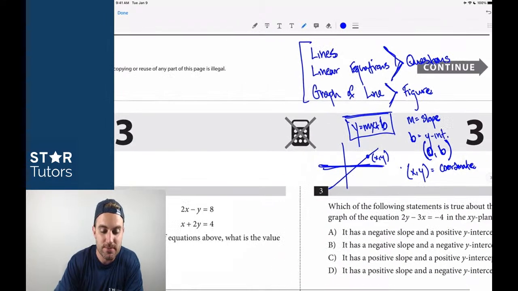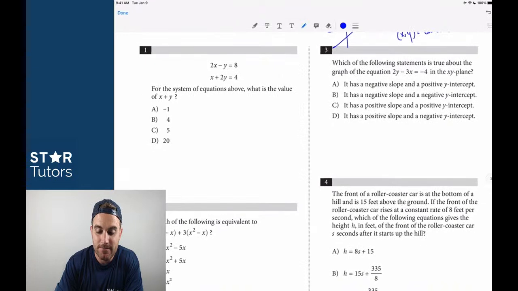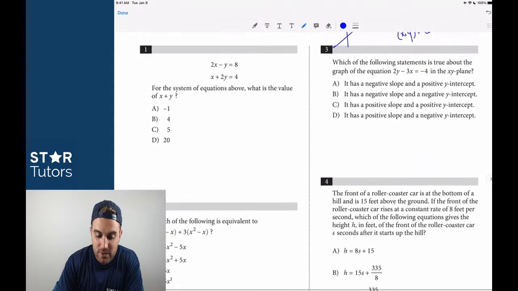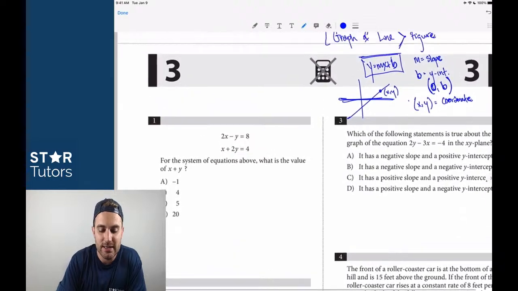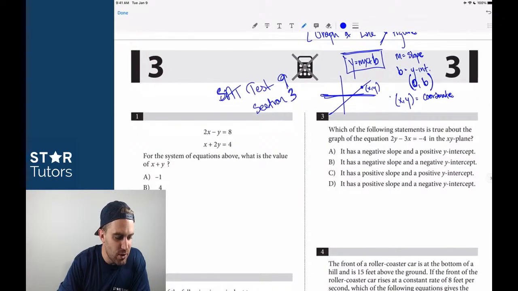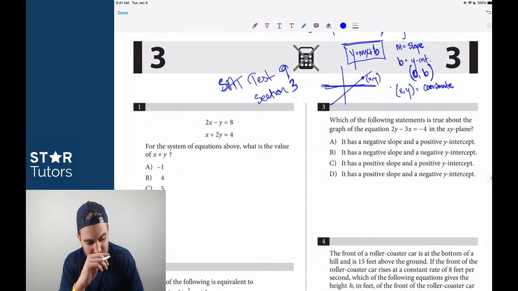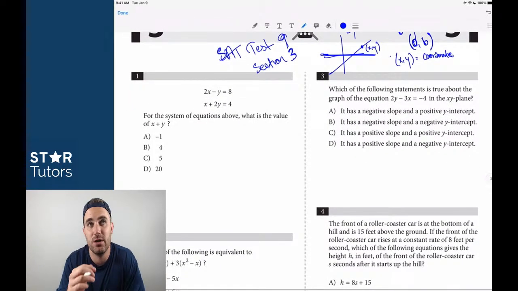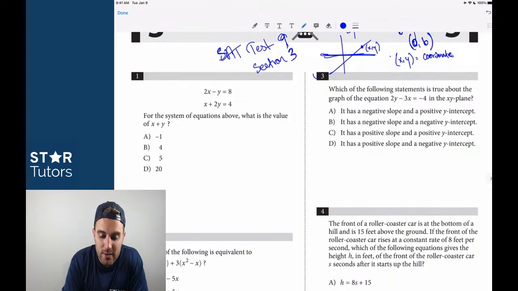So let's go through a few of these problems and let me show you how many of these questions deal with y equals mx plus b. Right off the bat, on the very first page, by the way, guys, this is SAT test number 9, section 3, the no calc section. As you get better, we're going to continue to do these throughout the rest of August. So if you guys are interested in watching more of these, we're probably doing a reading video this Friday.